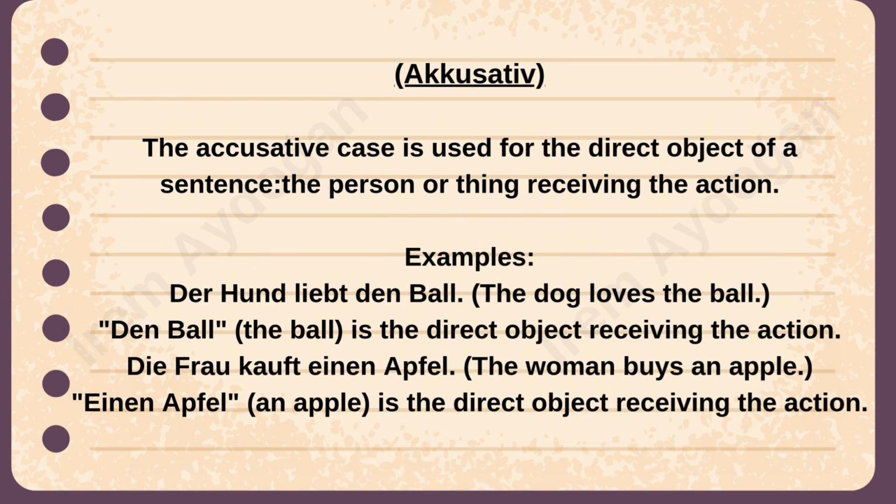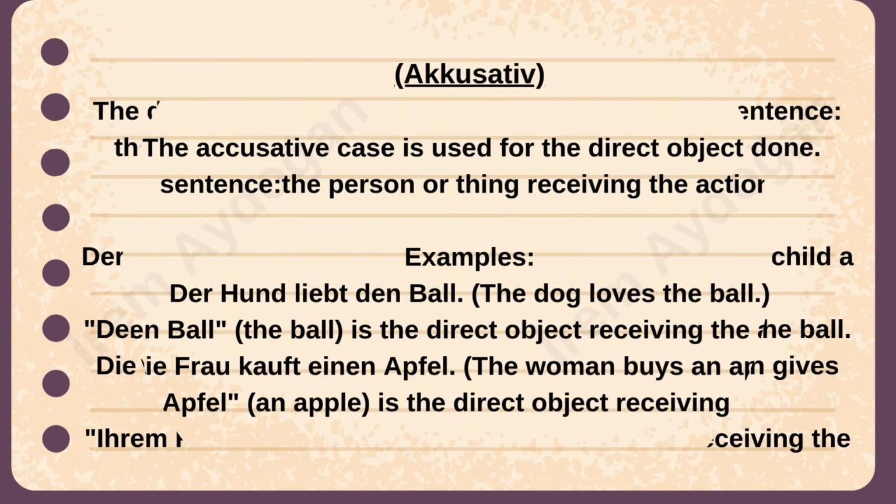And the other example, die Frau kauft einen Apfel. The woman buys an apple. Einen Apfel is in the accusative case here. Einen Apfel is the direct object receiving the action.